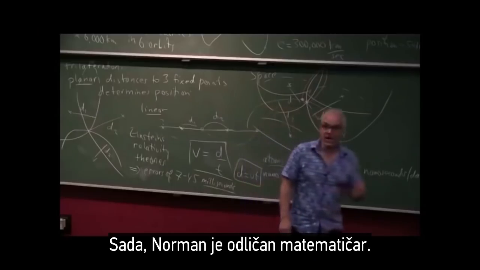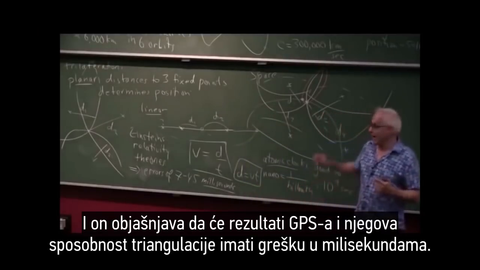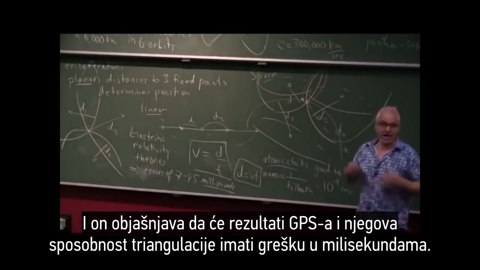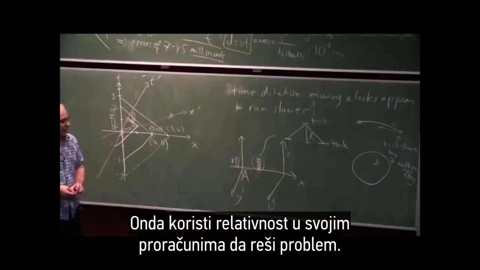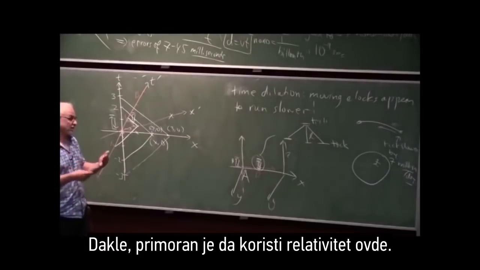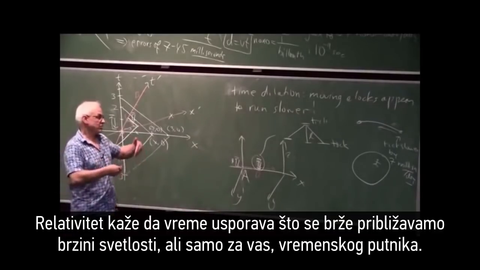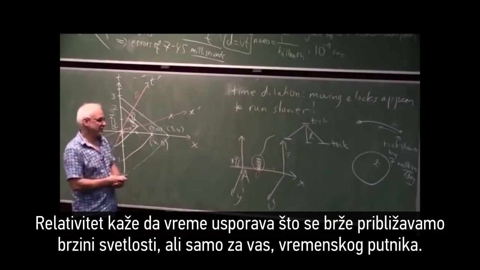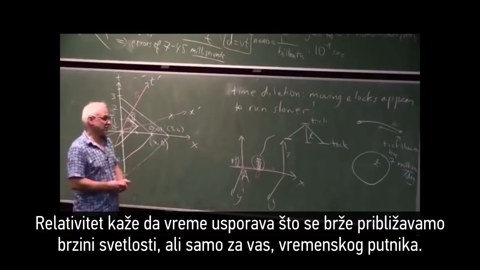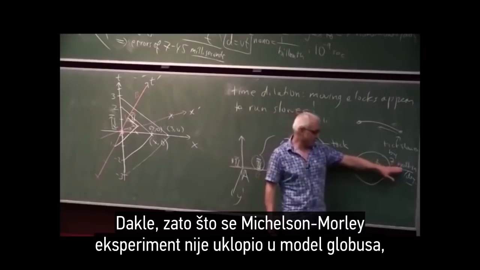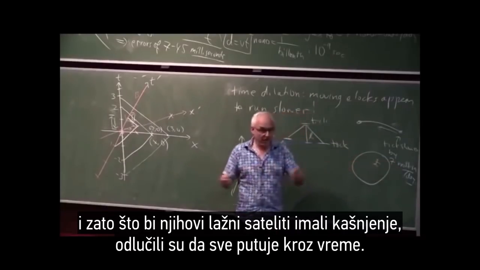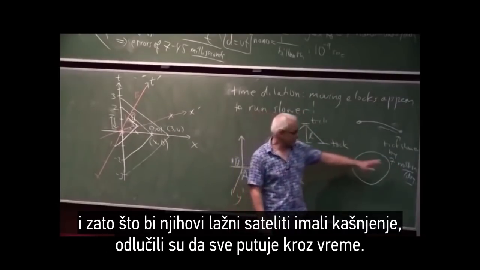Now, Norman is a genius mathematician, and he explains that the results of GPS and its ability to triangulate would be off by milliseconds. Then he uses relativity in his math to fix the problem. So he's forced to use relativity here. Relativity says that time slows down the faster you approach the speed of light, but only for you, the time traveler. So because the Michelson-Morley experiment didn't fit the globe model, and because their fake satellites would have latency, they decided that everything travels through time.